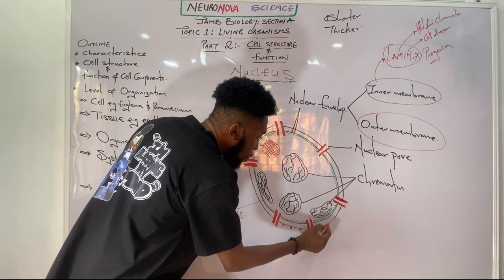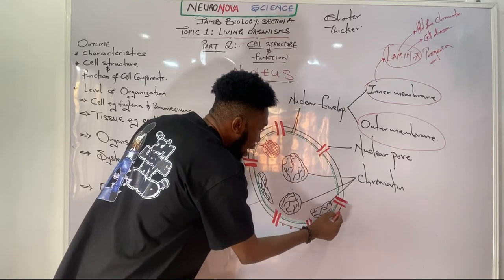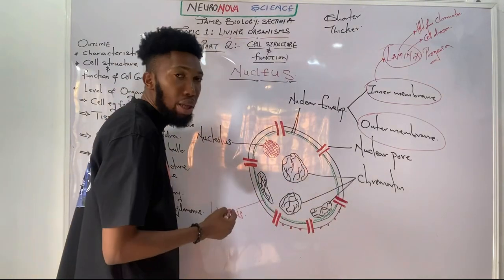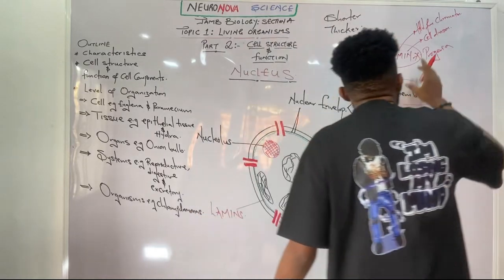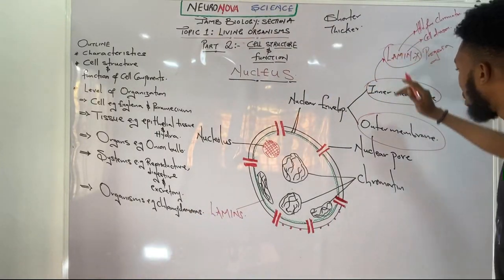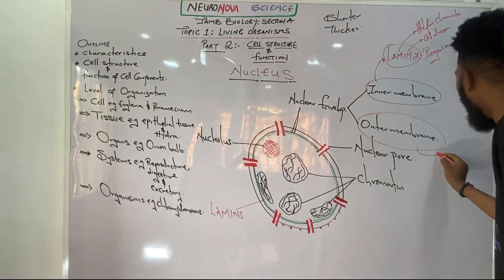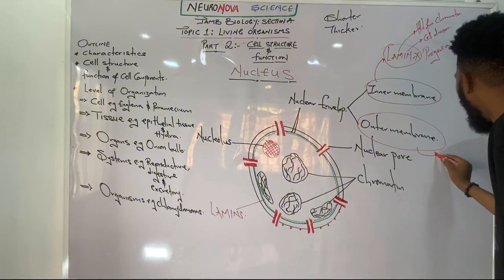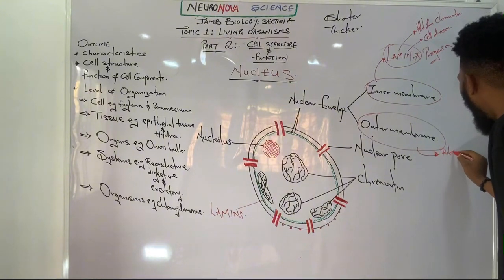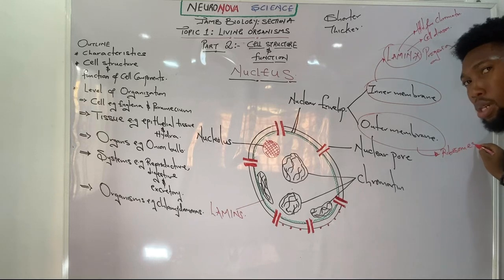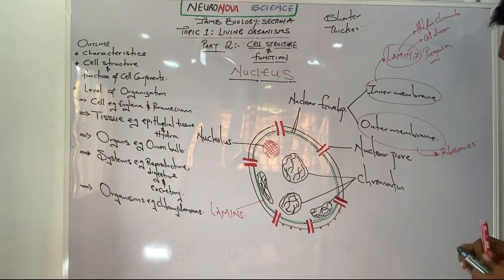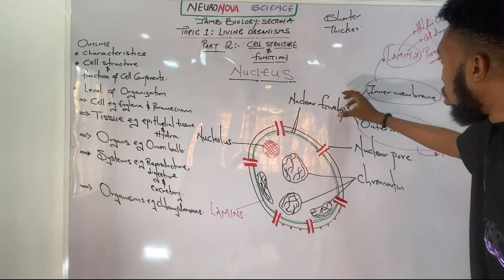You see ribosomes there lining the outer membranes. So while the inner membranes are rich in lamin, the outer membranes are rich in ribosomes. Do you get that now? So let's recapitulate. The nuclear envelope is divided into two.